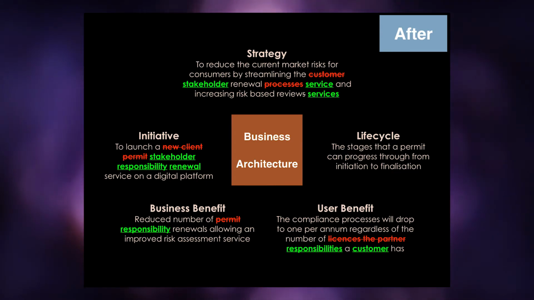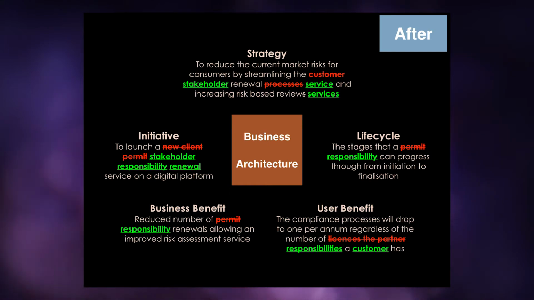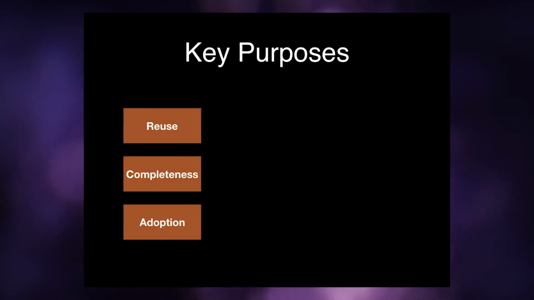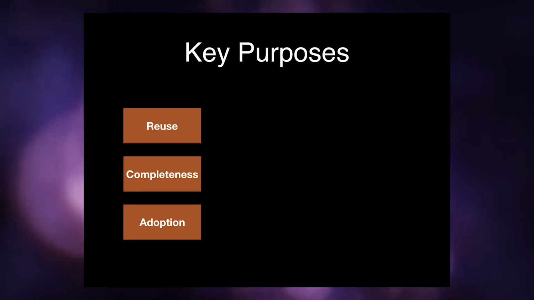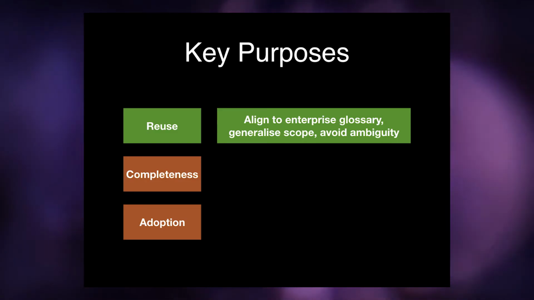and the customer has. Right, so I can start correcting English in strategies, policies, procedures, any business document. I can start to reduce the vocabulary. So number 1 is I can increase my reuse by aligning to an enterprise glossary, generalising scope and avoiding ambiguity.